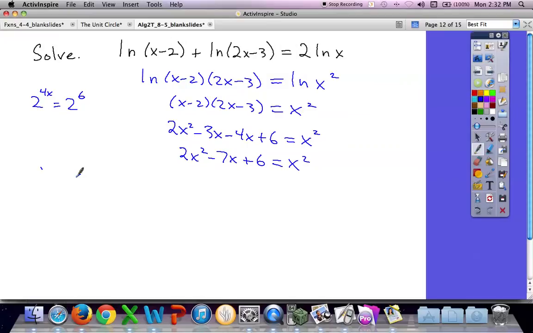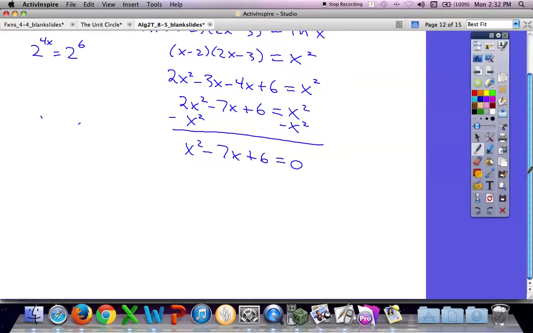So subtract x squared. Now we have x squared minus 7x plus 6 equals 0. At that point, you've got several ways to solve. You could use quadratic formula, you could graph it, but it's actually a pretty basic factoring problem. What two numbers, their product is 6 and the sum is -7? -6 and -1. Right? So that is x minus 1 times x minus 6 equals 0.